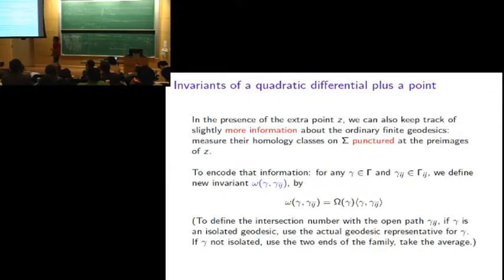Now, in the presence of this extra point, we can also keep track of a little more information about the geodesics that we looked at before, because we can look at their homology on the covering with the preimages deleted. So we keep track of how the path moves relative to this extra point, and we encode that information in a new invariant, which I write omega of gamma, gamma ij. It's basically omega of gamma, but it keeps track also of how the path gamma relates to the other open paths.